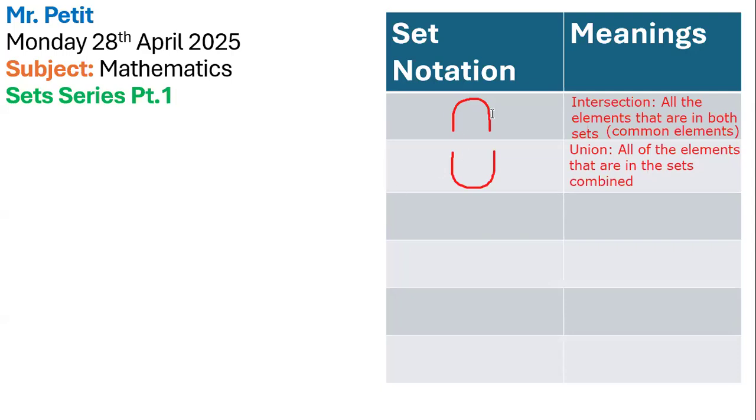All right, so this upside down U, this symbol, the set notation, what do we call that? Anyone can answer. What do we call this? Intersection. The intersection, very good. And the U shape, what do we call that? Union. We call that the union, very good.